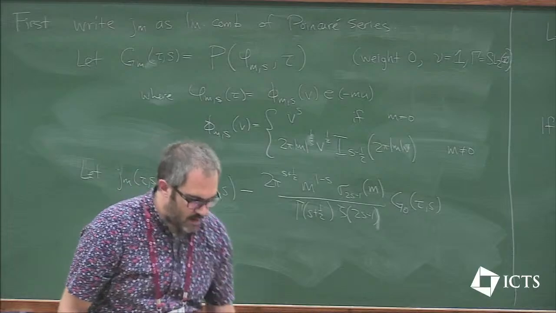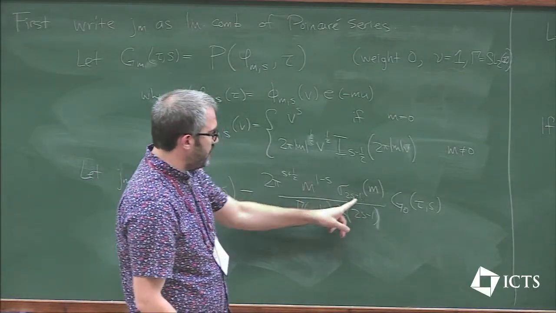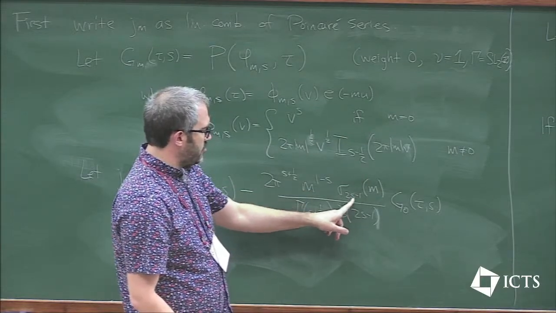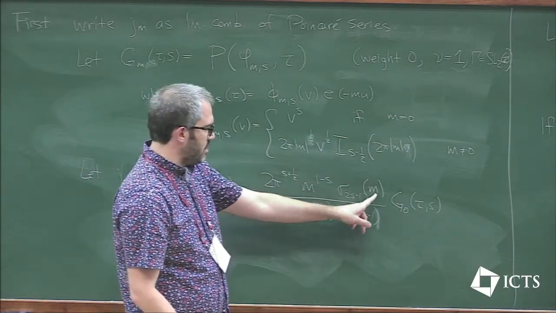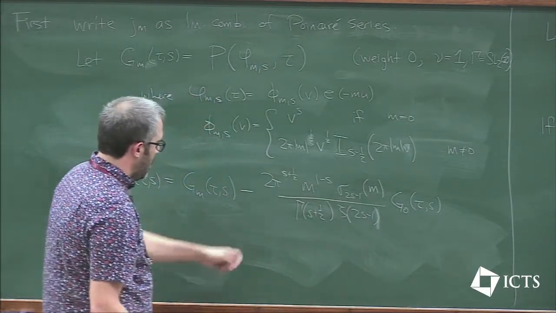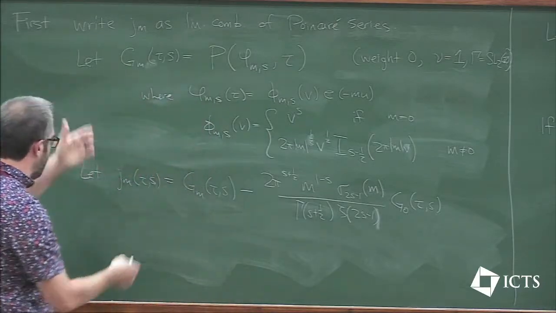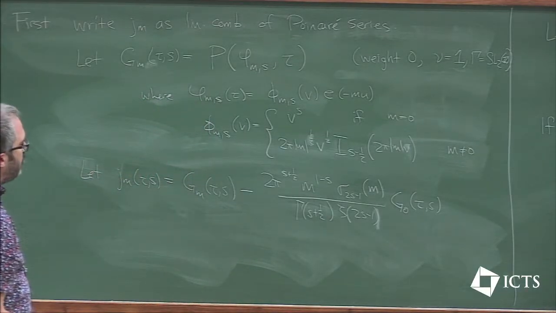Okay, why do we care about this thing? Oh, and what are all these pieces? So sigma is the divisor function where the exponent is 2s minus 1. So this is the sum of divisors of m raised to the 2s minus 1. We have a gamma function, a Riemann zeta function. And so we're really just taking a linear combination of these two Poincare series.